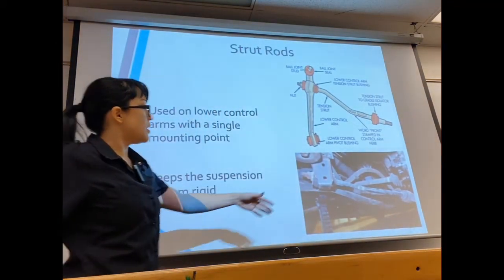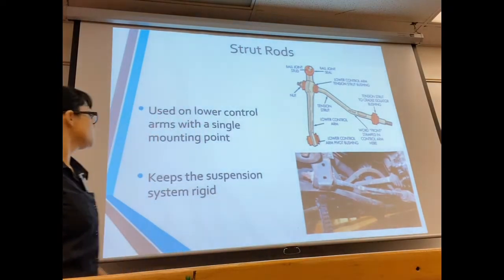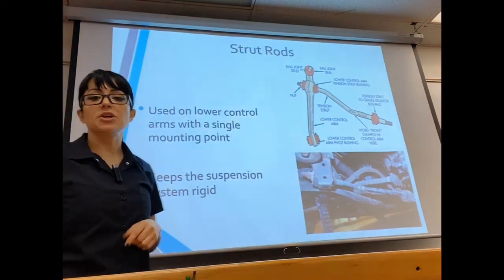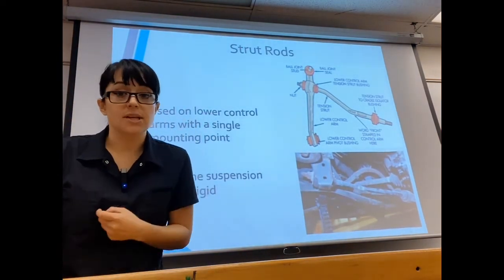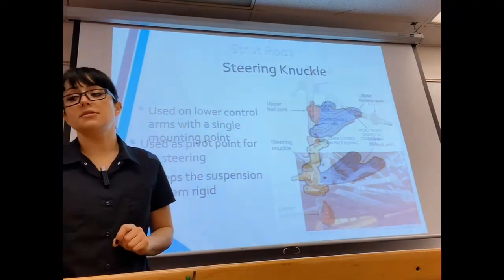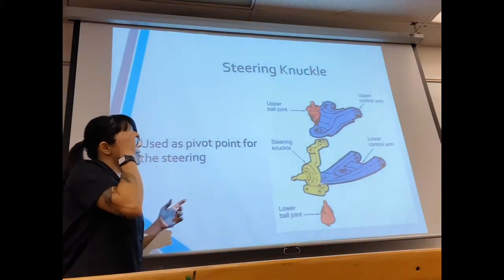And you can see I've got a picture of one over here as well. But it keeps the suspension system rigid on certain designs. Not all vehicles have strut rods. Now, I keep using this term steering knuckle.